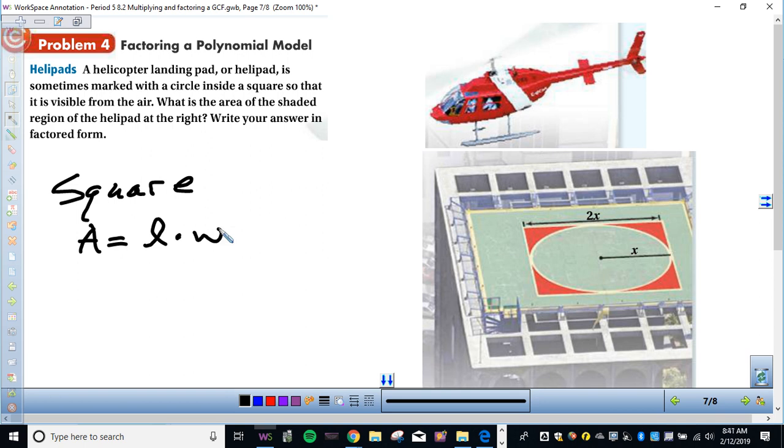I could also say, in this case, what do I have to multiply together? For the area of the square, what's the side length? 2x. So what do I multiply that by? Another 2x, and I get? 2x times 2x is what? 4x squared, right? So don't forget to add those exponents. Multiply numbers, add exponents.